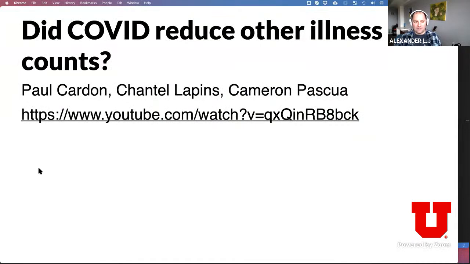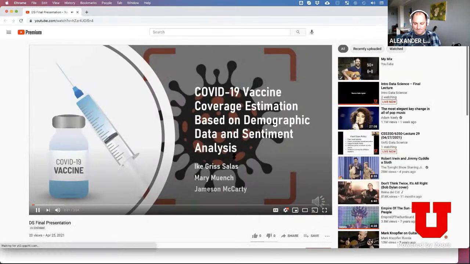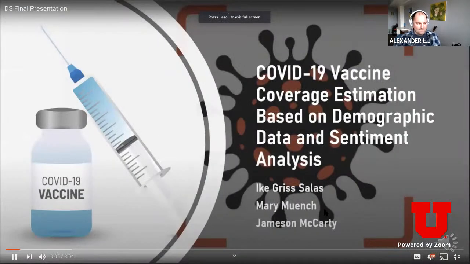Now, the next honorable mention here is COVID-19 vaccine sentiment analysis and rate prediction by Ike Grisalas, Mary Munch, and Jameson McCarthy. The present-day COVID-19 pandemic has brought a lot of issues to light, but one of the most impactful facing our society today is the social acceptance of vaccinations.